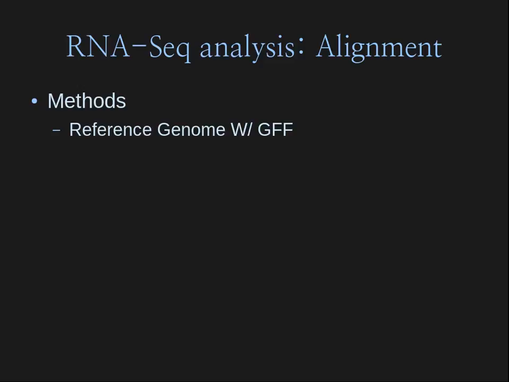So generally the reference genome is just going to be in a standard FASTA format. So we have this big, really huge FASTA file for an entire genome, which is really big. And then you can either have, with that, what's called a GFF file, which is a general feature format. You can either have that or not. The general feature format is what stores all the annotations for the genome.